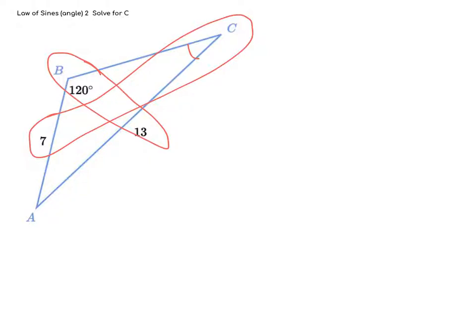One key thing here is that angle B is obtuse. Because of that, angle C has to be acute. Because it has to be acute, I don't need to worry about this. If there were a case where an angle could be obtuse or acute, sometimes I have to work on that. But that's not what's going on in this case. So we've got our setup.